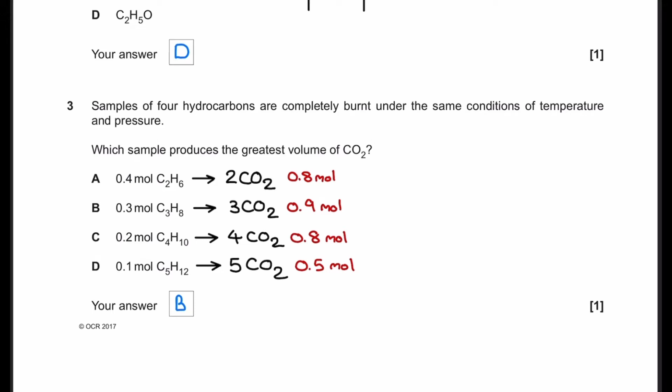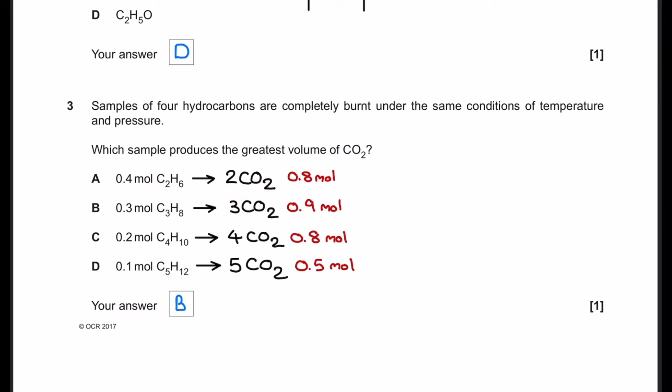So if we reimagine the question as asking which sample produces the greatest moles of CO2, then I'm able to answer this much quicker, and I don't let myself get confused by thinking what calculation for volume am I meant to be using and so on, because we don't have any more data. I'm also going to use the relationship that I'm aware of between a hydrocarbon and CO2 in a combustion reaction equation. The relationship I'm aware of is however many carbons there are in the formula of the hydrocarbon is going to match the balancing, the stoichiometry, in front of the CO2.